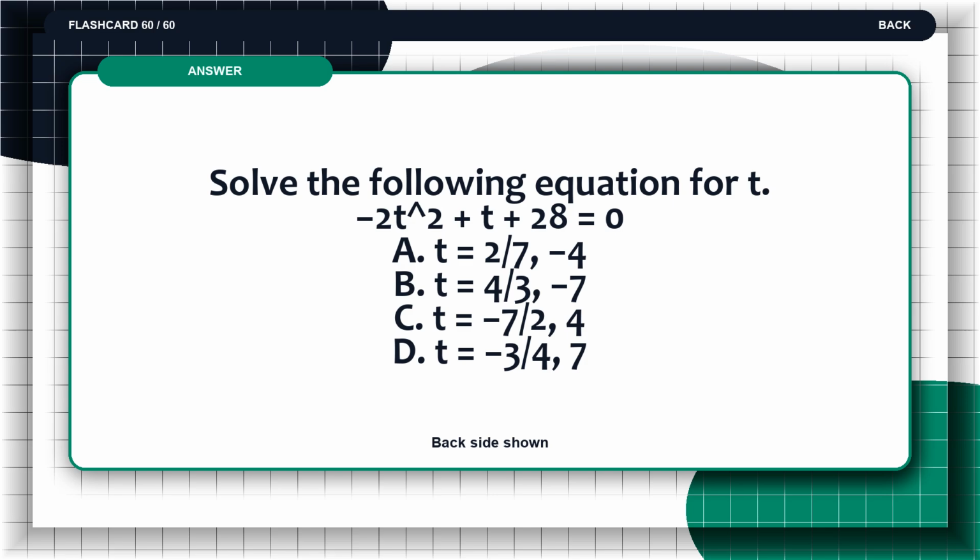The answer is: solve the following equation for t: -2t² + t + 28 = 0. A) t = 2/7 or -4, B) t = 4/3 or -7, C) t = -7/2 or 4, D) t = -3/4 or 7.